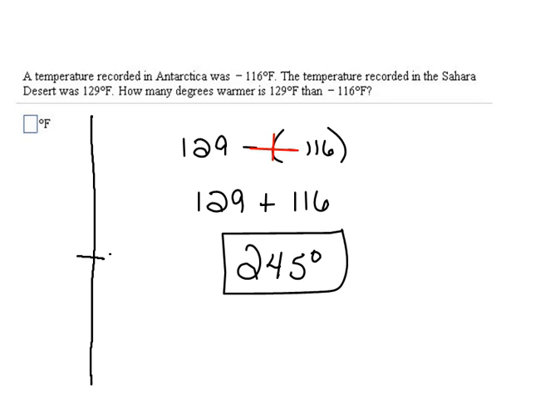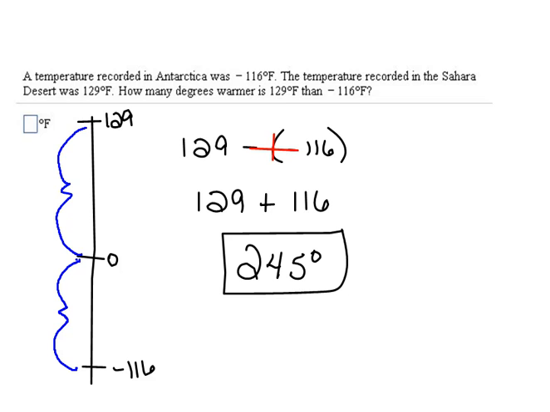Now if you think about it, even though I can't really draw out the tick marks quite so easily, if one place is down here at -116 and one place is up here at 129, it's going to take us 116 just to get back to 0. And then we would have to go up 129 from there. So can you see that that's why we're really adding those things, even though we're talking about the difference in temperatures?